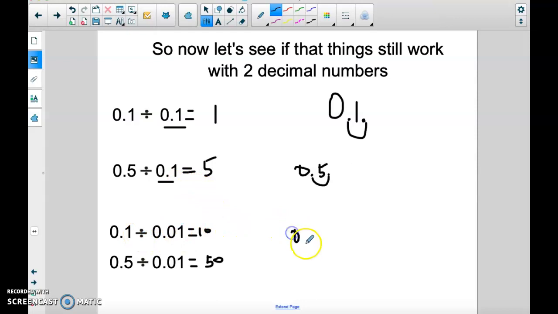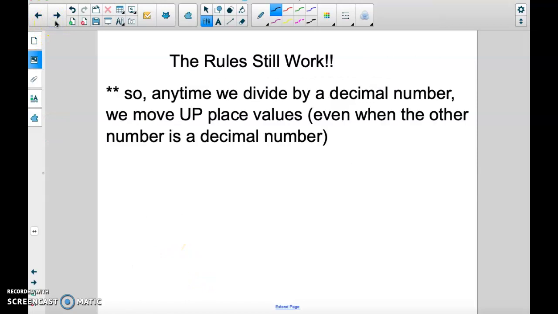Here, I started with 0 and 1/10. To get to 10, I moved up 2 place values because I divided by 100th. There's 2 place values behind the decimal point. So yeah, we did go up 2 place values. Same thing here. We start with 0 and 5/10. We move up 2 place values to get to 50 because we've got 2 place values behind the decimal point. So the rule still works.